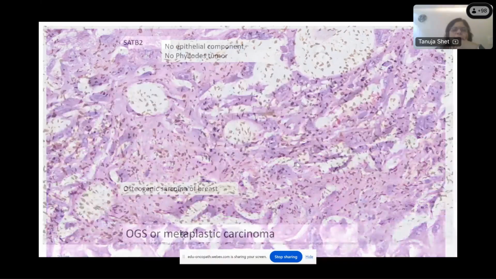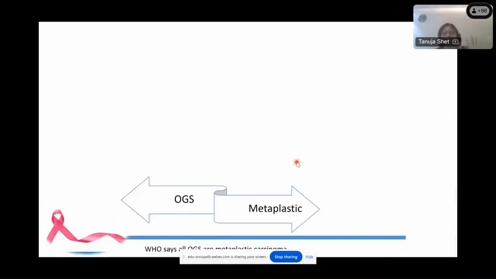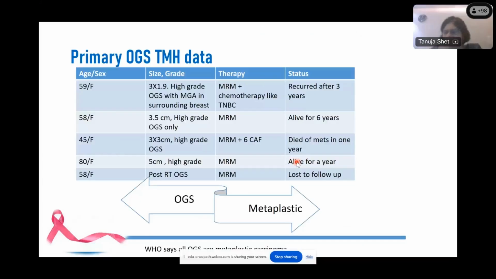This is the SATB2. Now there is a huge problem because WHO says you call all OGS as metaplastic carcinoma, but that's the dilemma because metaplastic OGS are a mixed bag of tumors, and there are more cases, but I just took a snapshot of 5 cases, and you see some behave so well and some are aggressive. So to me, the ones that are behaving well are actually the true metaplastic carcinomas, and the ones that are dying rapidly are the primary osteogenic sarcomas of the breast.